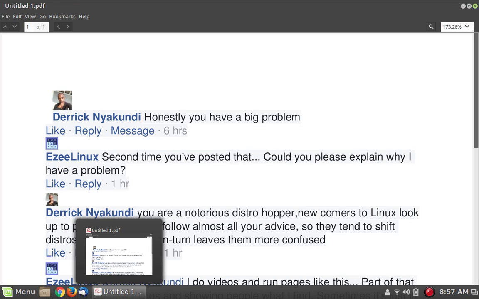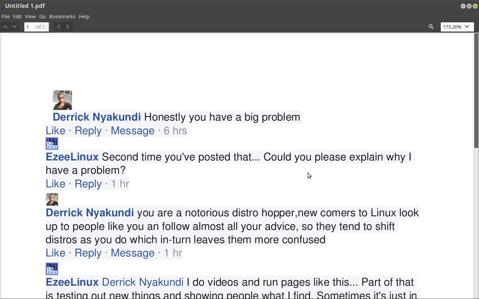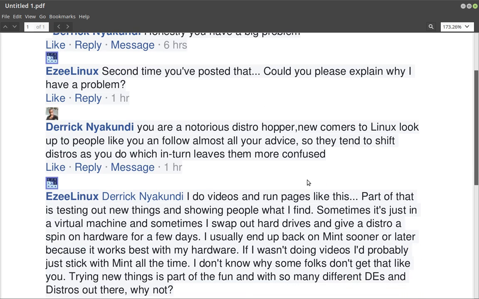Now I'm going to show you the comment that I got this morning on Facebook. This fella posted twice on Facebook. The first time around, he posted, "You have a mental problem," on one of the comments that I had made about Ubuntu GNOME 16.10. And then he posted again, and I put, second time you've posted that, could you please explain why I have a problem? His answer was, you are a notorious distro hopper.